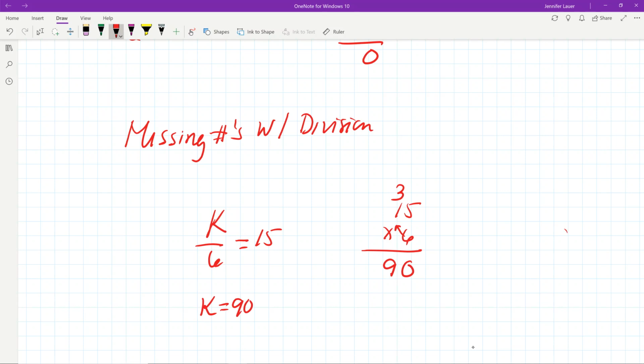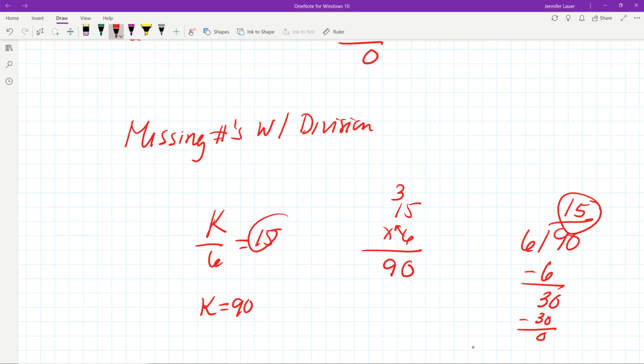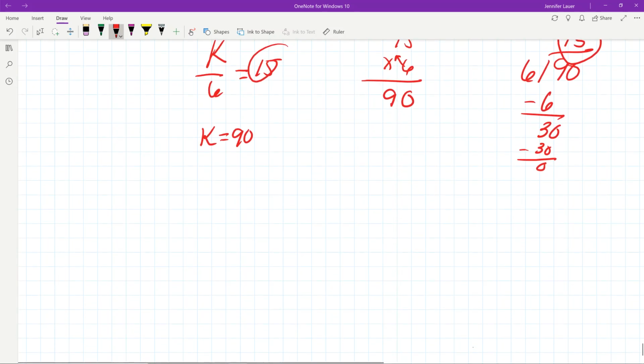Again, if you want to check your work, 90 divided by 6. 6 goes into 9 one time, and 6 goes into 30 five times. It works out. So K is 90. Let's try one more, and then I will let you guys go. 126 divided by M is equal to 7.